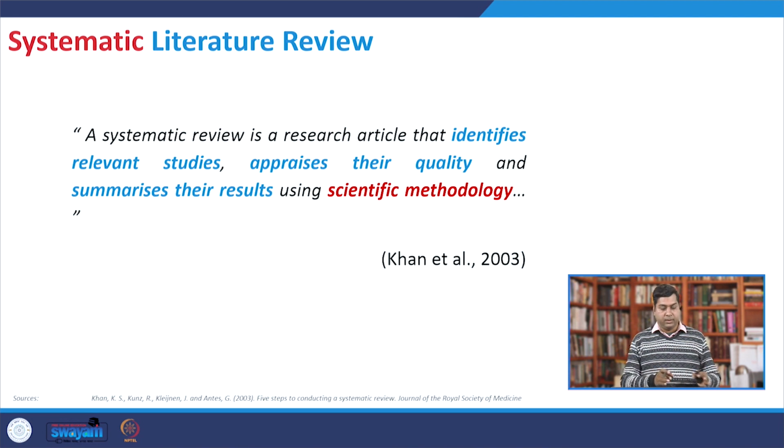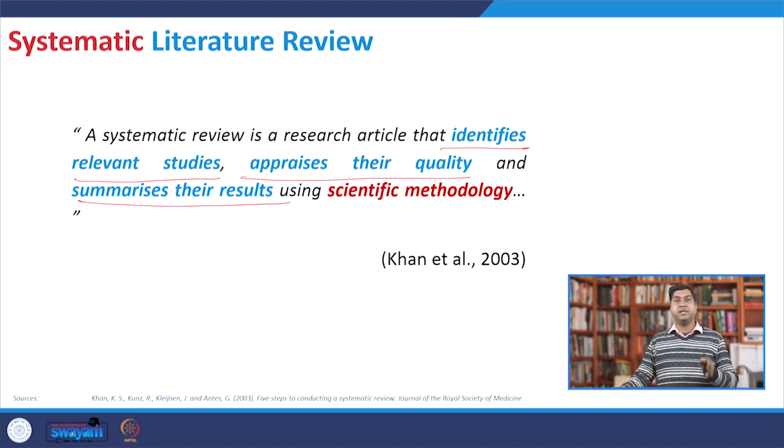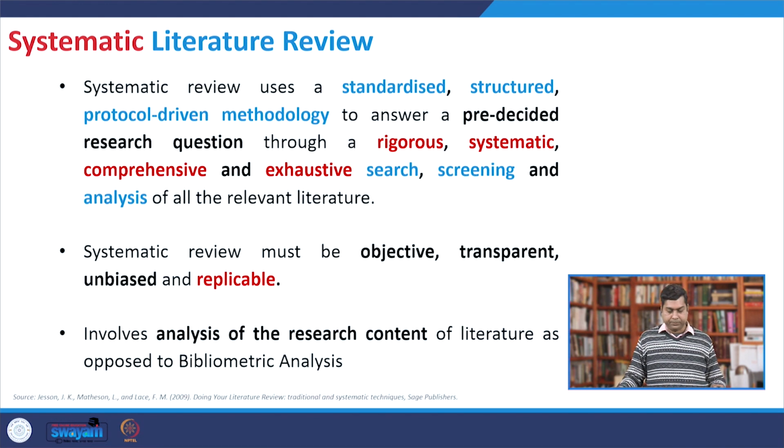Take another look into it. The systematic review is a research article that identifies relevant studies, appraises their quality and summarizes their results using scientific methodology. So here it is not merely that you are talking about the bibliometric information about the title or the keywords. Here we are also analyzing the paper in a scientific way.